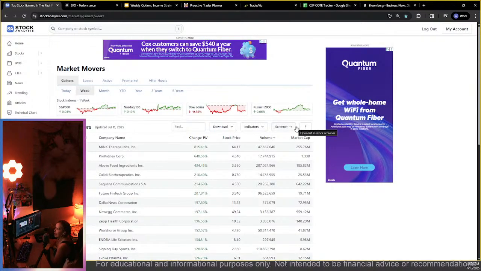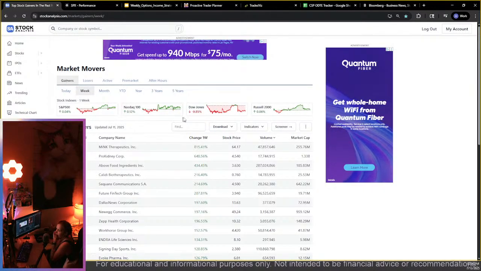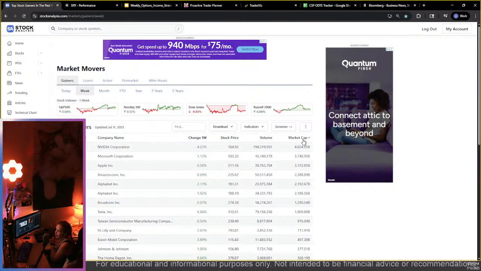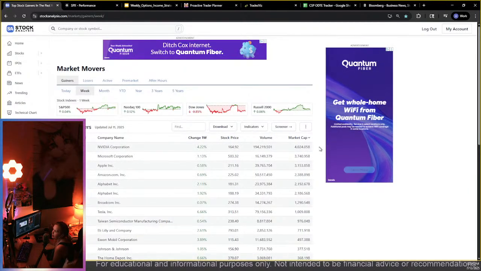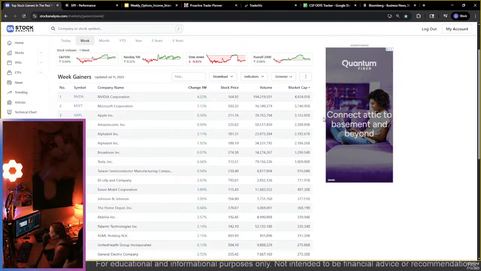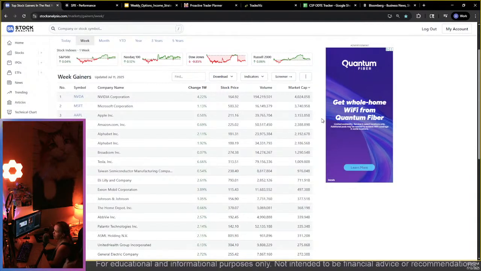So, gainers on the week, and we'll do it by market cap. $1 trillion company. Oh man, $4 trillion. $1 trillion. That's crazy. One company.